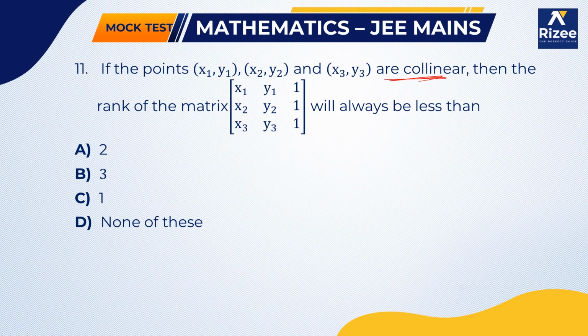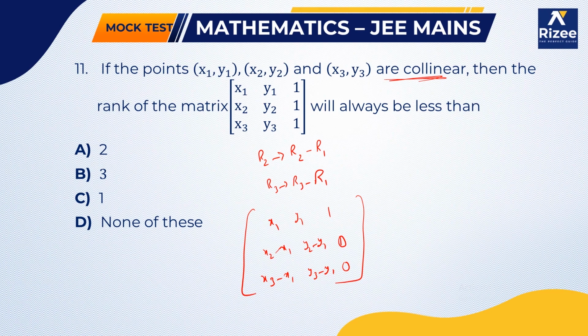Will be always less than. So I am applying row operations here. R2 changes to R2 minus R1. R3 changes to R3 minus R1. We get x1, y1, 1; x2 minus x1, y2 minus y1, 1 minus 1 = 0; x3 minus x1, y3 minus y1, 1 minus 1 = 0. Here we have to find out the determinant value of this matrix, which is exactly 0. When the determinant of the matrix is 0, the rank is always greater than 1 and less than 3.